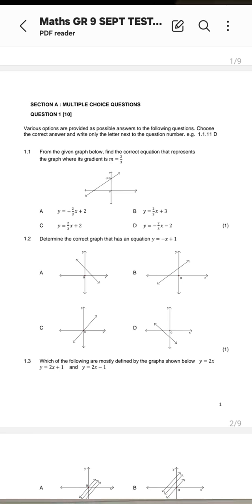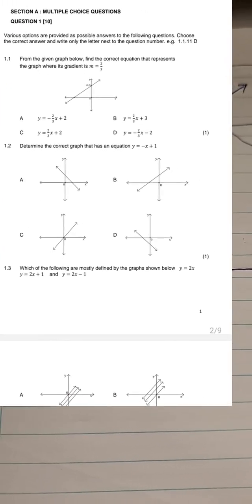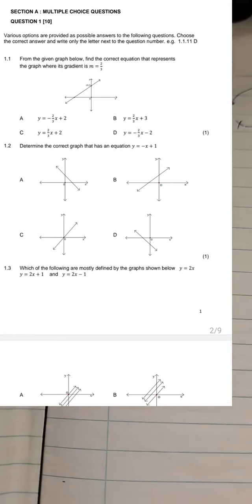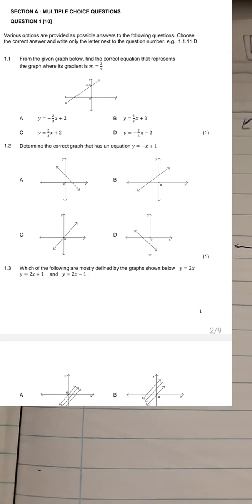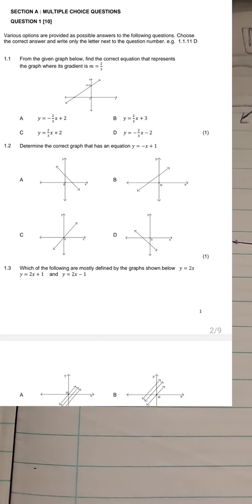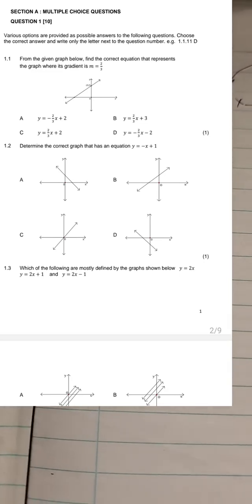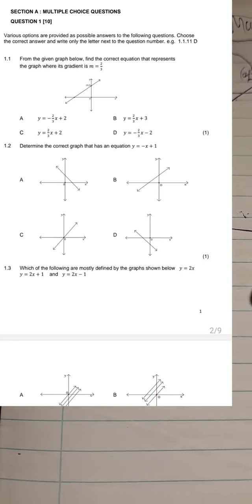Okay, so yes, 1.1 is C, guys. It's C. All right, let's go to 1.2. Determine the correct graph that has an equation y is equal to negative x plus 1. Okay, now look at A. That's a decreasing straight line. Okay, it's a decreasing straight line. Yeah, which means for A, the gradient is a negative gradient.